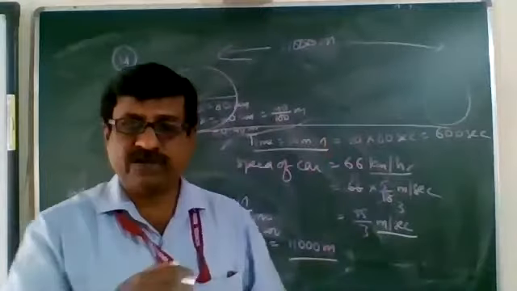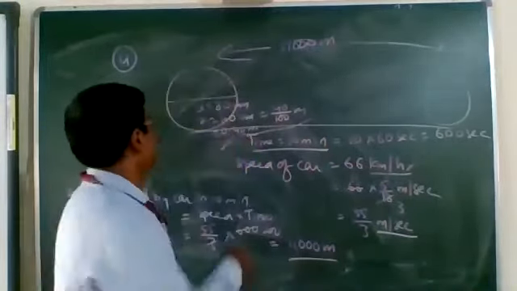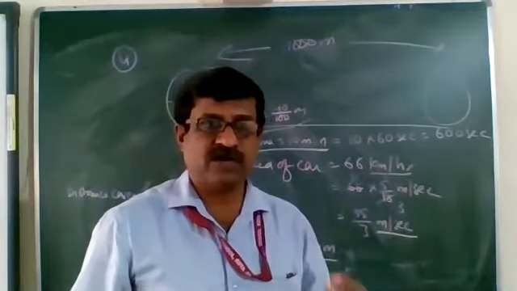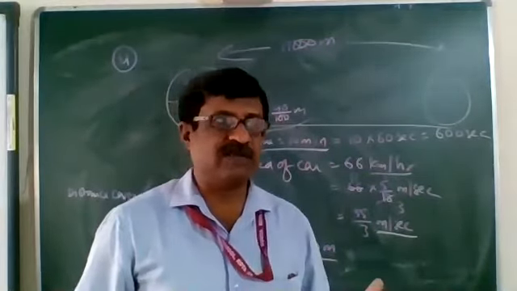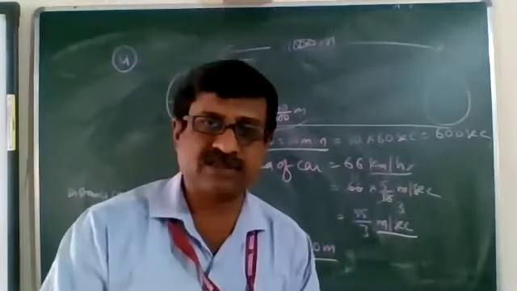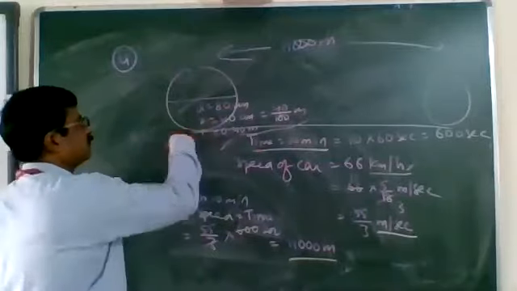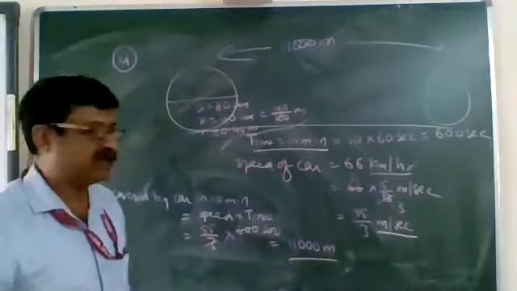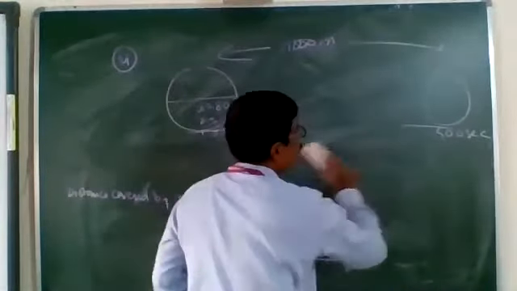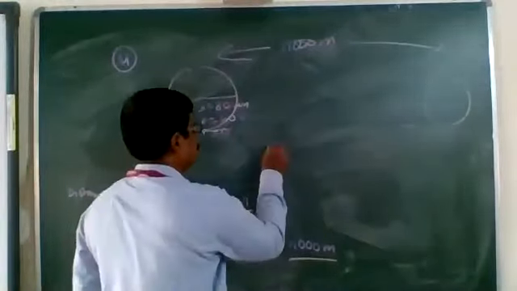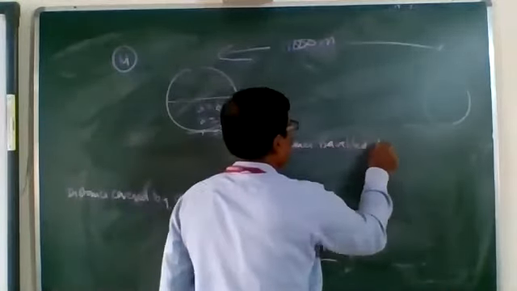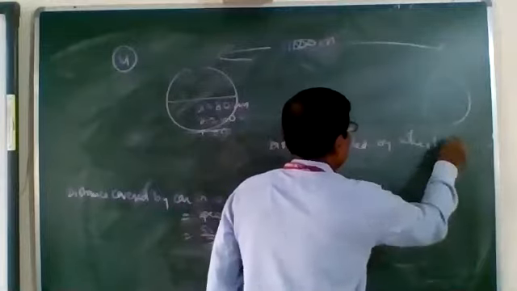Now we find out how much distance the wheel covers in one round. In one round, the distance traveled by the wheel is equal to its boundary, because it is moving around its path, rotating. Therefore, we find out the distance traveled by the wheel in one rotation.